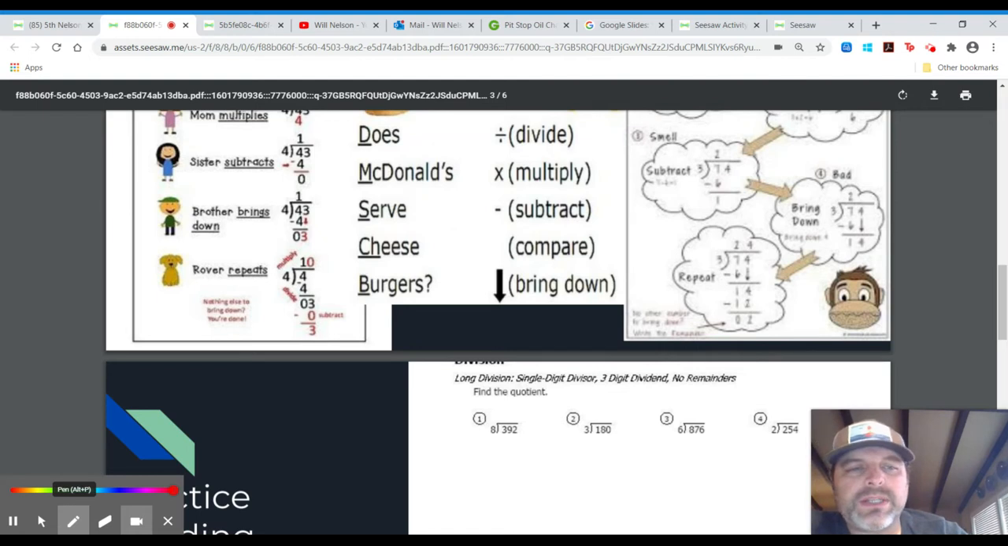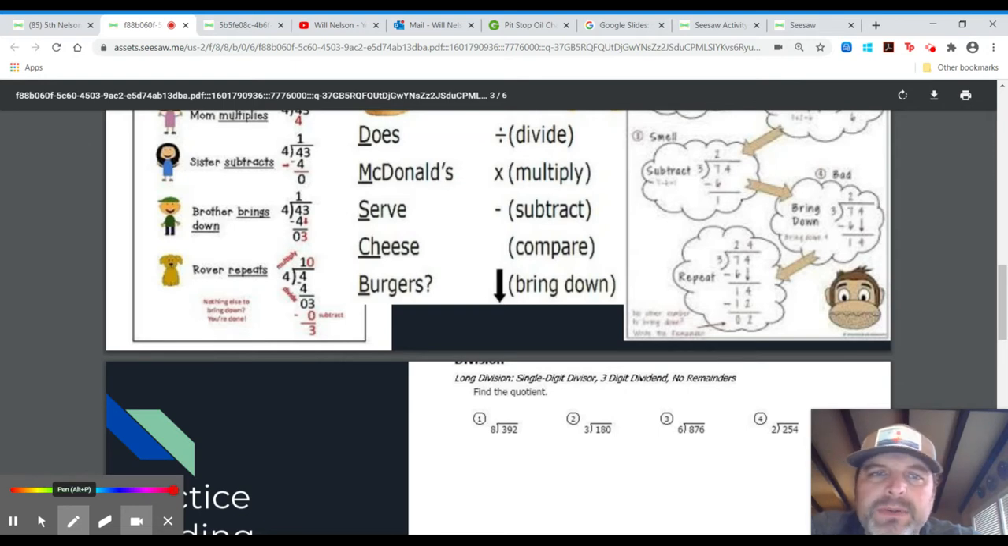All right, so first thing we have here is 8 being divided into 39. Now you can't take a group of 8 away from the 3. You just can't. It's too small. So what you have to do now is look at 8 into 39. So you want to grab your multiplication table, if you have one, to see how many times 8 can divide into 39.